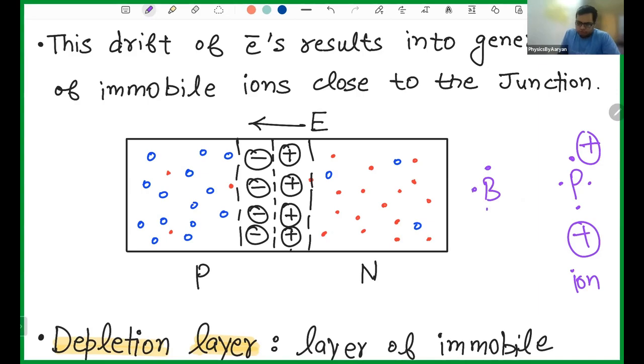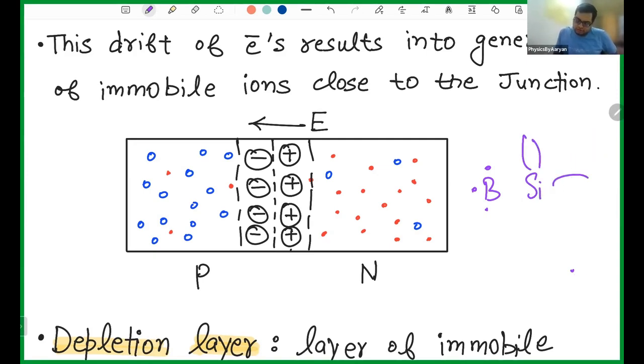Boron is neutral. Boron is like a neutral person. Boron has no charge. But close to boron, there is a silicon sitting, and silicon has made the 3 bonds like this. And silicon's 4th electron wants to make the bond with boron.